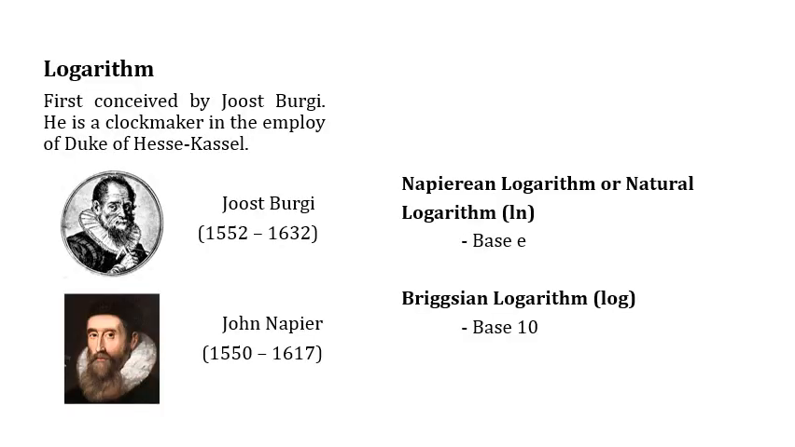Now let's talk about logarithm. When you see logarithm, it was discovered or first conceived by Jost Bürgi. He's a clockmaker in the employ of the Duke of Hesse's castle. Here is the photo of Jost Bürgi. He was born in 1552 and died in 1632. He discovered the Napierian logarithm or natural logarithm, or LN. When you say LN, it's base e. Now here is the photo of John Napier.